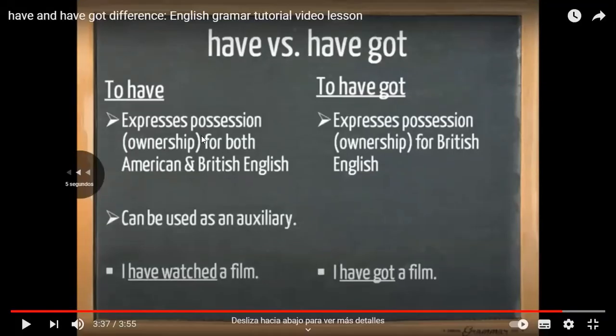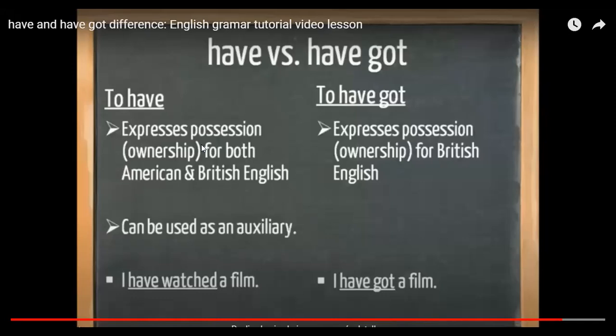Okay, so look what it says here. It says that the only difference here between have and have got is that to have is used in American and also in British. But to have got is just used in British English. Also, we can use to have as an auxiliary verb. Okay, it can be used as an auxiliary. I have watched a film. But have got can't be used as an auxiliary verb. Okay, that's the only difference.